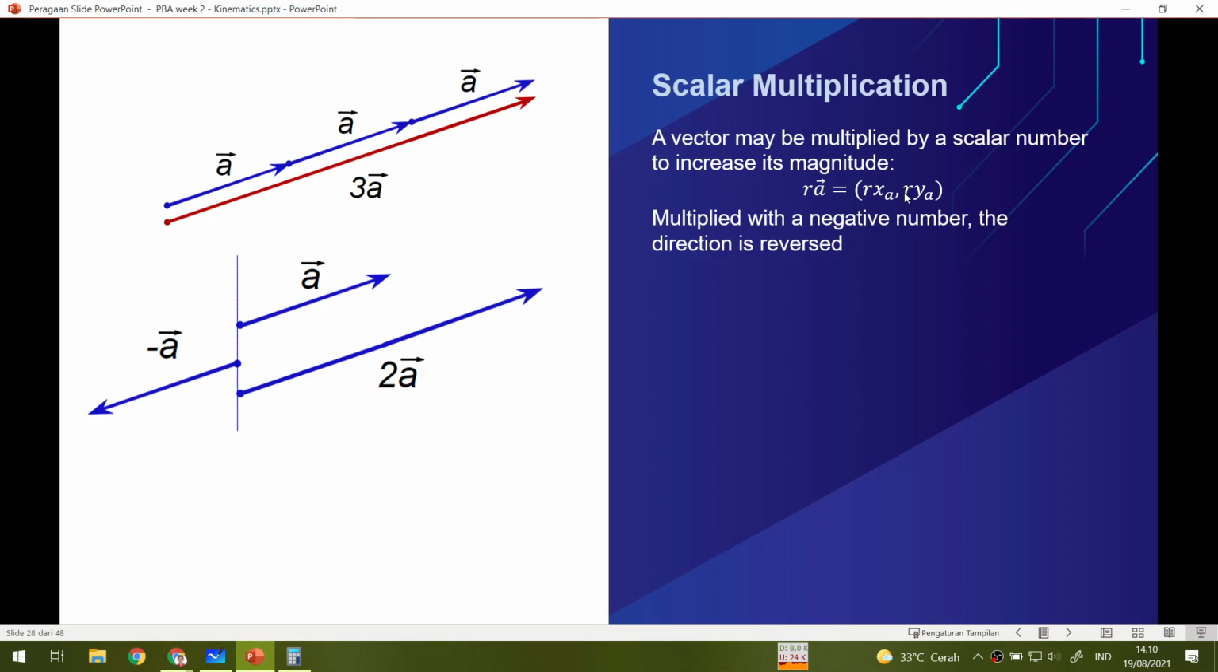If you multiply a factor with a negative scalar, then the direction is reversed. I have my a factor here. If I multiply it by negative 1, the direction will be reversed, like here. So this is a negative a factor.